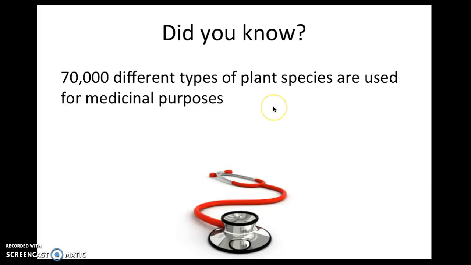This is called germination. All right, here's your first fun fact. Make sure to write it down. Did you know that more than 70,000 different types of plant species are used for medicinal purposes? Maybe you've used aloe for a sunburn.